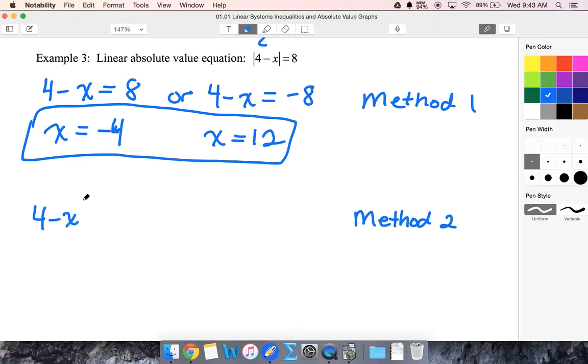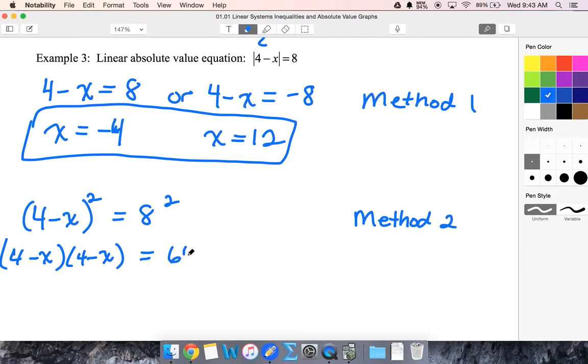So 4 minus x squared equals 8 squared. So I have done the same thing as the modulus. I have made the quantity positive by squaring it. Of course, remember when you square this, it means 4 minus x times 4 minus x. 8 squared is 64. So this is going to give me 16 minus 8x plus x squared is 64.